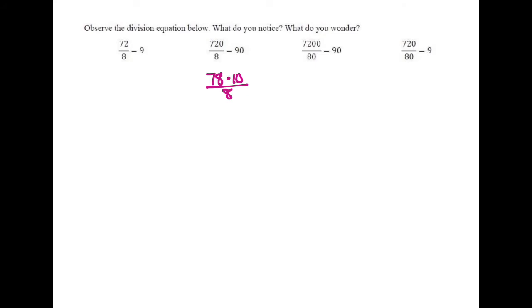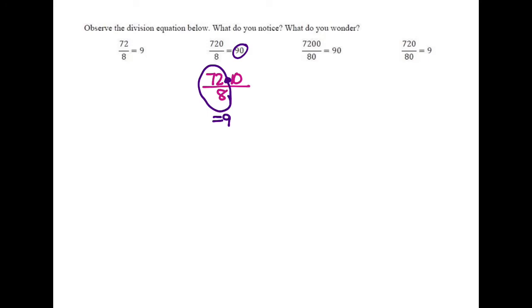Oops, helps if I write the number correctly, huh? Let's do that again. 72 times 10 is 720, right? Divide by 8. So this part is 9, and then we're timesing by 10, so we get 90.